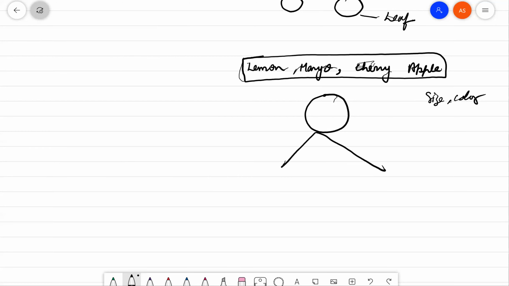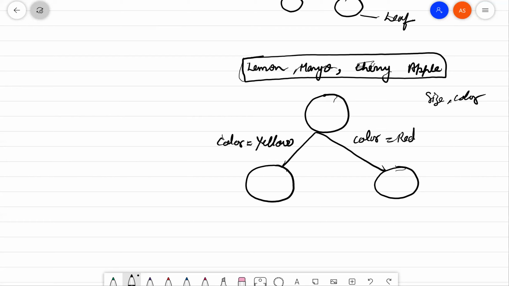So here, if the color is, suppose, yellow, then we will come to this node, and on the basis of the next condition, that if the color is red, we can subdivide the fruits into this category. Okay, so I will name the nodes A, B, C. Suppose A will contain the data set, and on the basis of the condition we will take the decision to further subdivide the fruits.